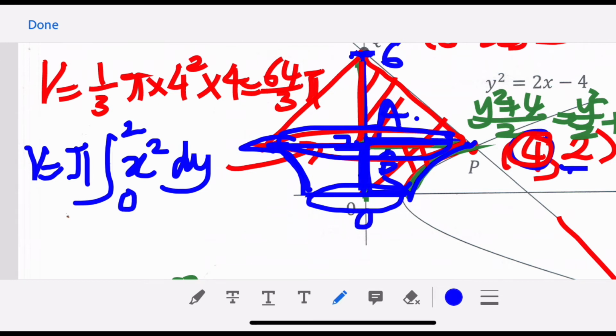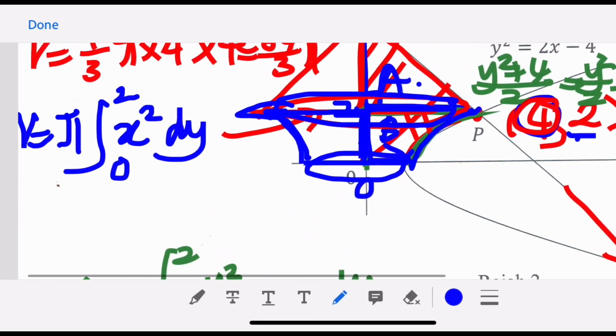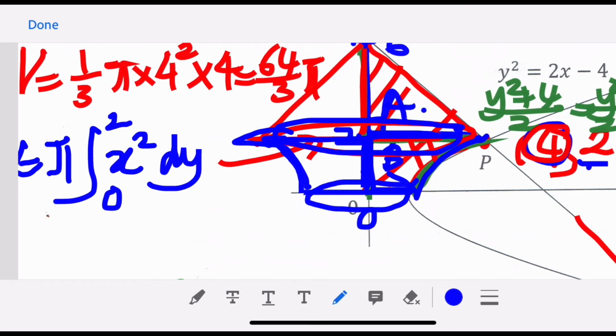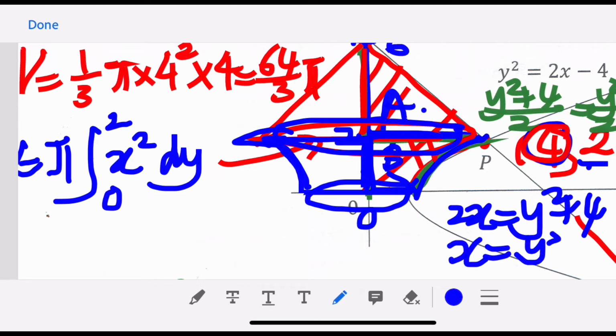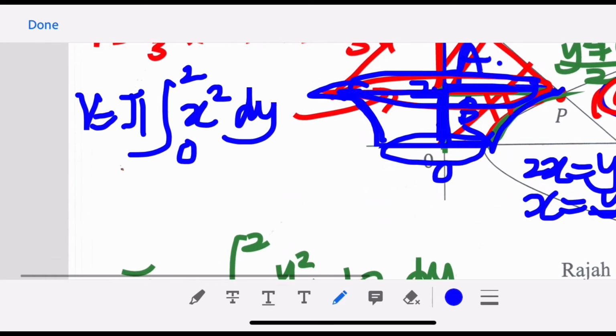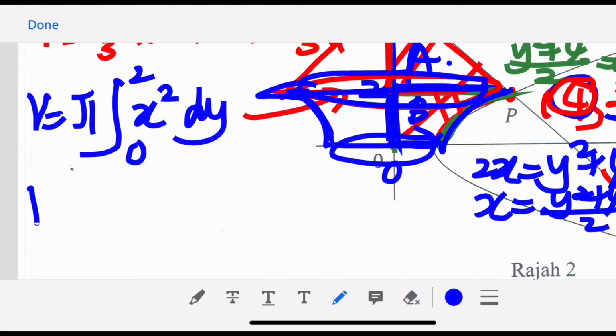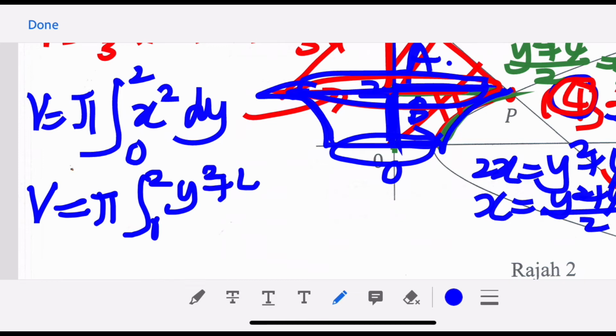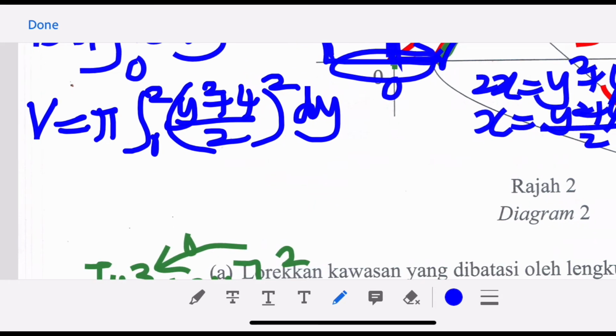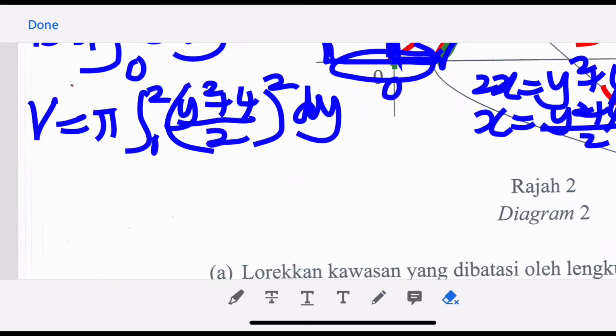So then we will convert the x. x is y squared plus 4, that means x is y squared plus 4 over 2. So we need to square it before we can integrate. So the volume for the blue one is pi, integrate from 0 to 2, y squared plus 4 divided by 2, and we need to square it before we integrate. So let's try to solve it.